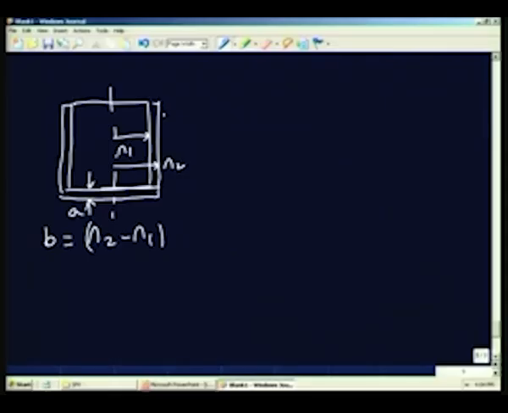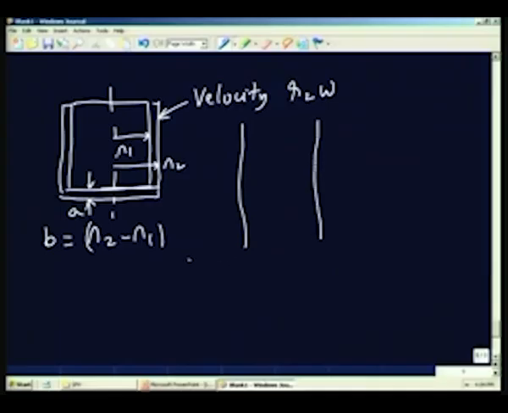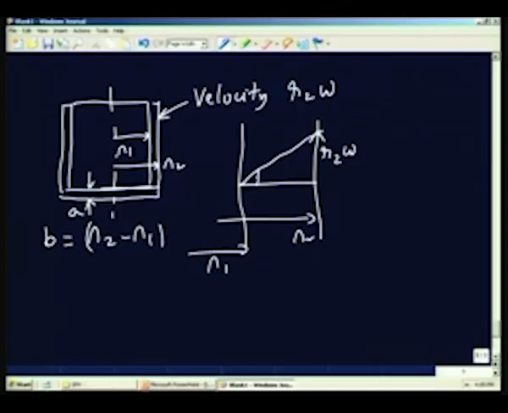The outer cylinder is rotating. So what is the velocity? Because of rotation, the velocity will be nothing but R2 times omega. That is the surface speed, and the velocity here is 0. So if I draw the gap here, this is R1 and this is R2, I have the velocity equal to R2 omega, and the velocity is like this. This is 0 and this is equal to R2 omega.